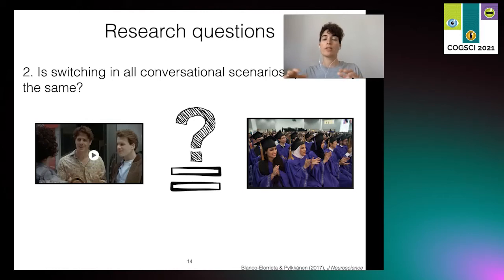Or could it be that whether the switch is imposed upon me by who the interlocutor is, as compared to when I'm talking to another bilingual individual and I switch completely voluntarily, could that cause a difference in the recruited processes? So in order to test this, I placed my bilingual participants in each of these three scenarios.